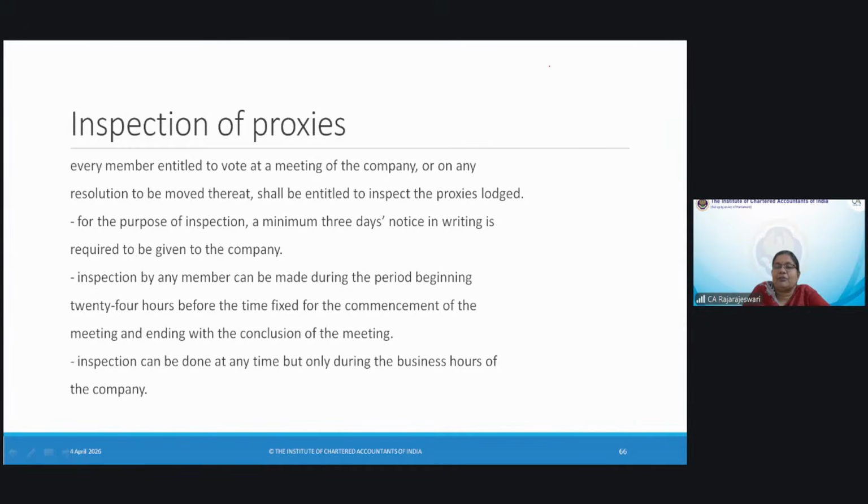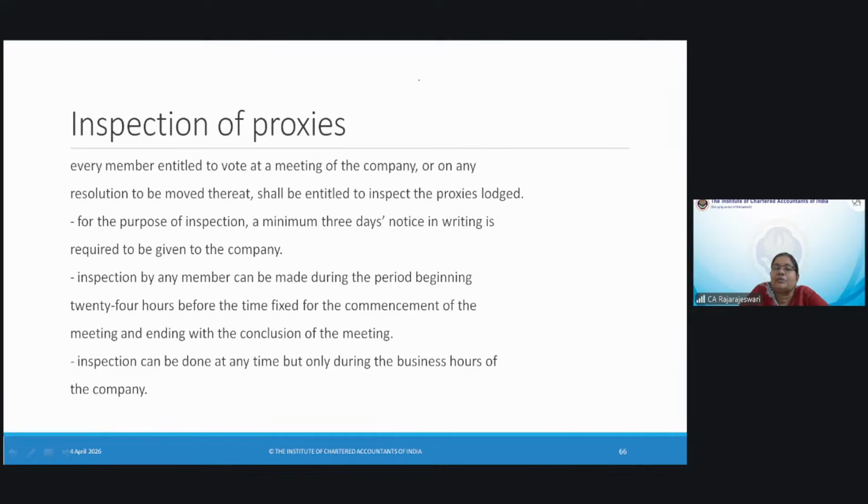Then inspection of proxies. Now a member can inspect the proxy. Who are all the persons who have appointed the proxies? How many proxy forms are there? He can inspect the proxy form.